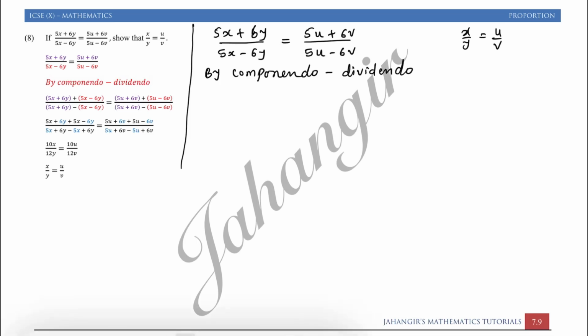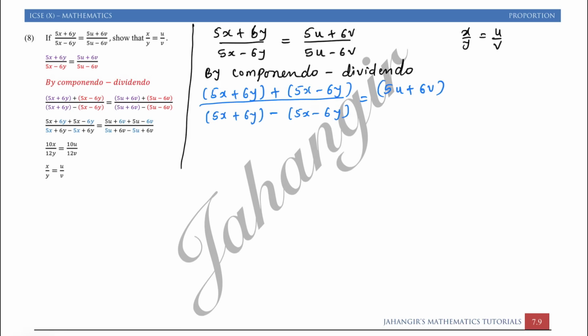We will write numerator, that is 5x plus 6y, plus denominator 5x minus 6y whole upon 5x plus 6y minus 5x minus 6y. Same way to the right, 5u plus 6v plus 5u minus 6v whole upon 5u plus 6v minus 5u minus 6v. This is componendo dividendo.